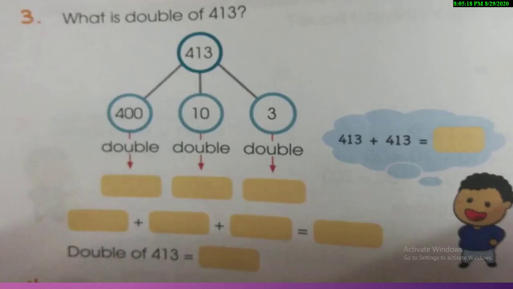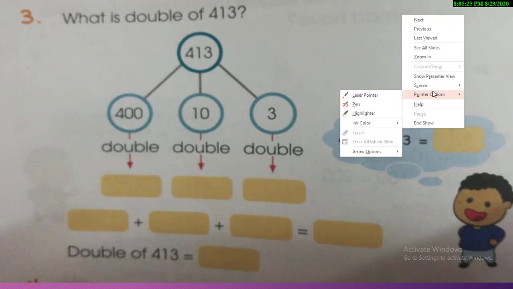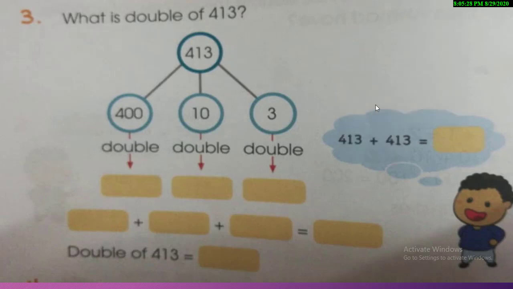Okay, let's move on. This question is very interesting, and I will solve this in front of you so you will get the idea of how to do it in detail. Okay, I got my pen. In this question, what is the double of 413? Look at the number, 413. I simply make the pieces: 400, and 13 has 10 and 3. 13 has two pieces that you're going to make. 10 and 3 makes 13. So we make three pieces of this number.